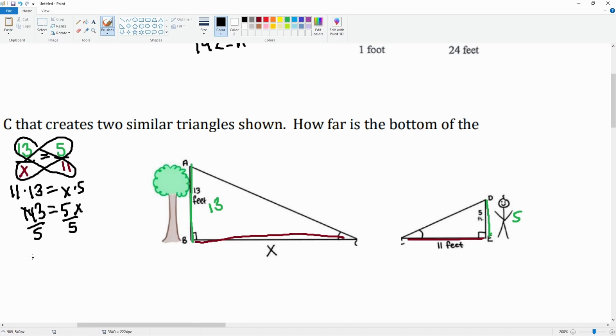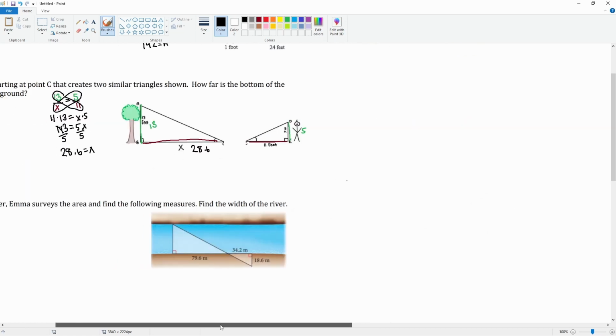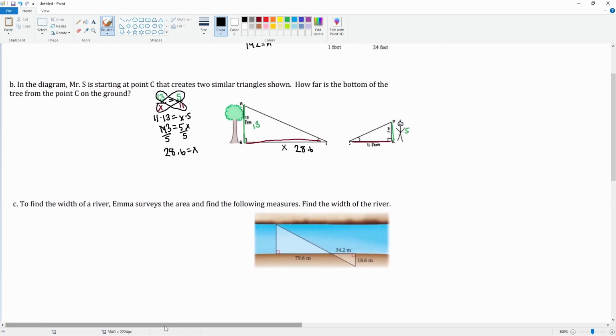This is 28.6 is equal to X. So that is the distance from the base of the tree all the way to that mirror that's probably on the ground. Okay, next, to find the width of the river, Emma surveys the area to find the measurements.